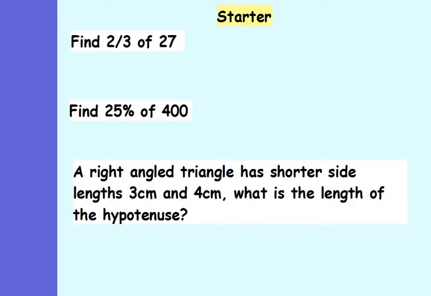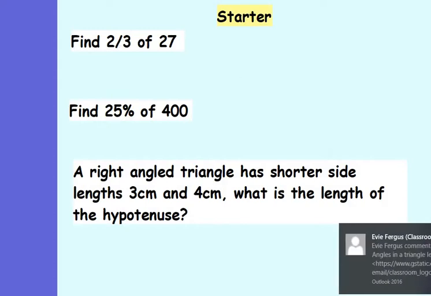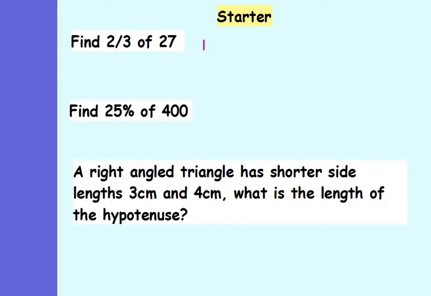Okay, let's go through some answers. If I wanted to find 1/3 of 27, I'd need to do 27 divided by 3, which gives me what, Mia? 9, excellent. So to find 2/3, I need to do 9 times 2, which is what, Jonas? 18, excellent, thanks very much.